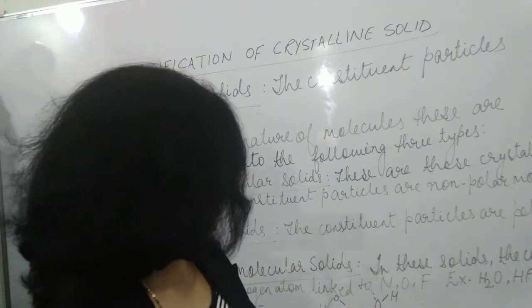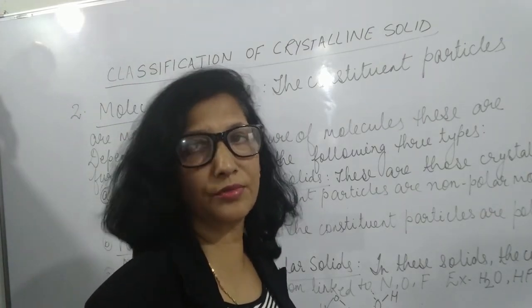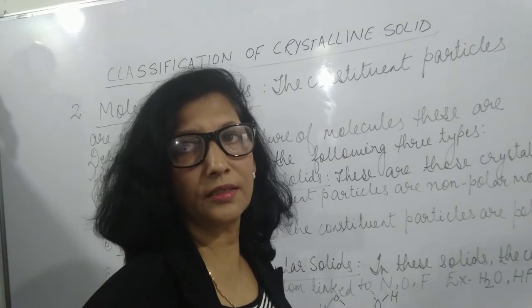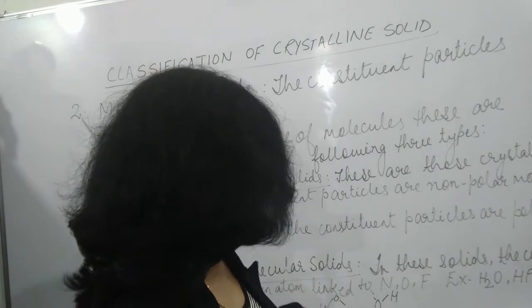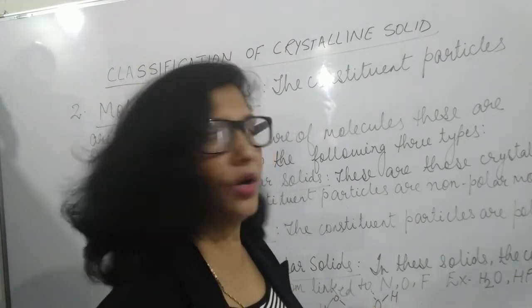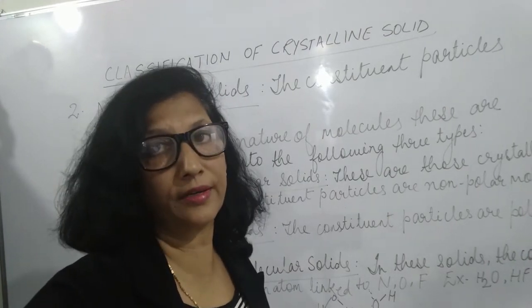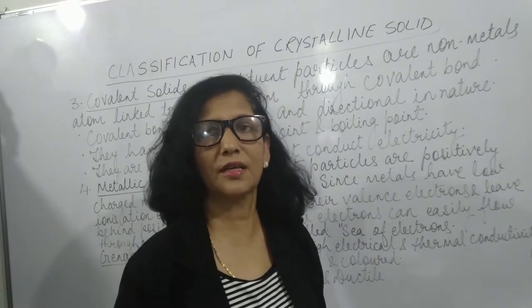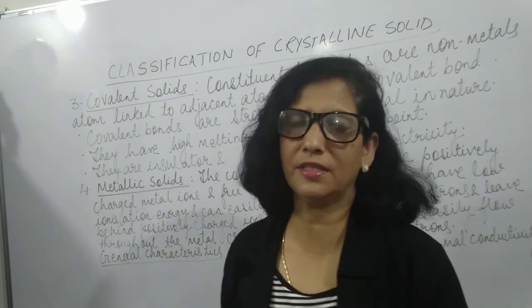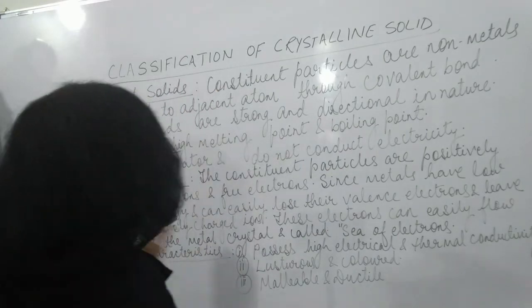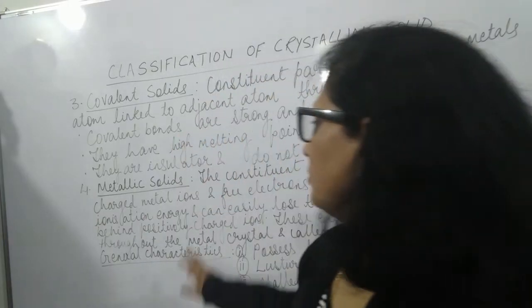In case of water, the electrostatic force of attraction is between oxygen and hydrogen. This is the structure of one water molecule. Two water molecules are held by a strong electrostatic force of attraction. Already we have discussed ionic solids and molecular solids. In this module, we are going to explain the covalent solids and metallic solids.